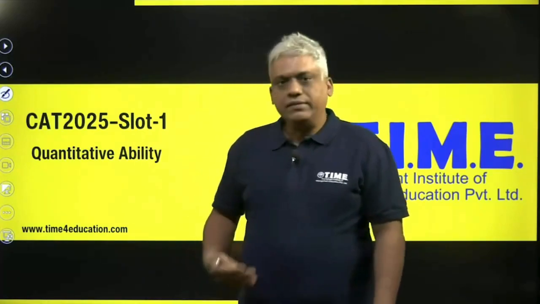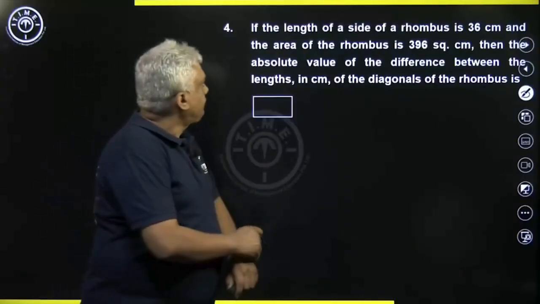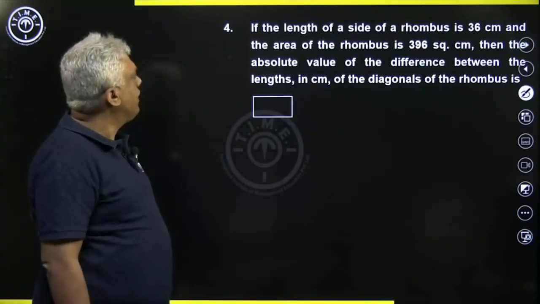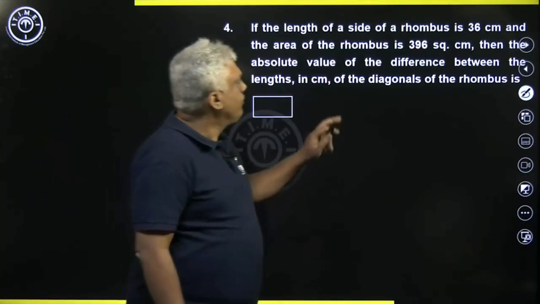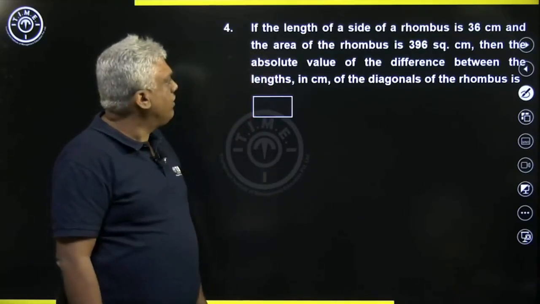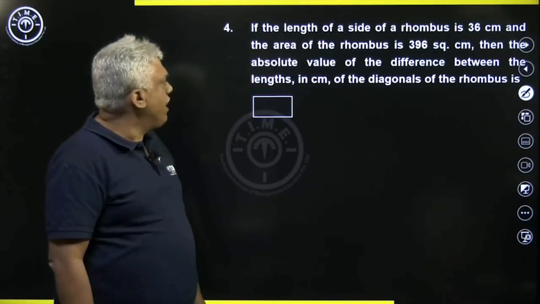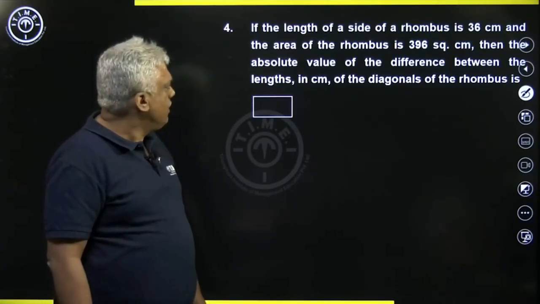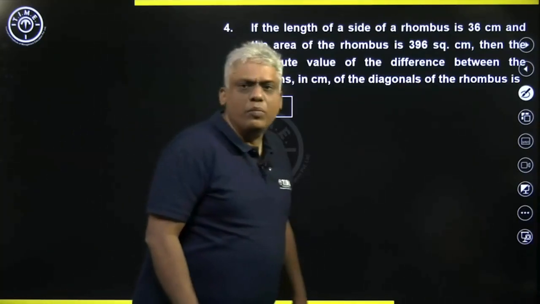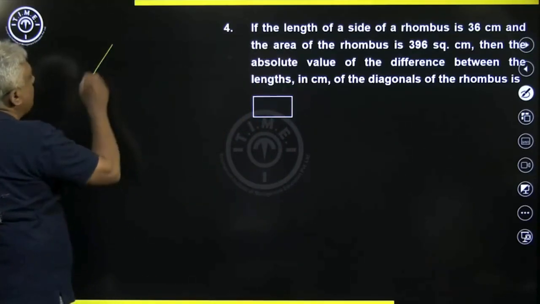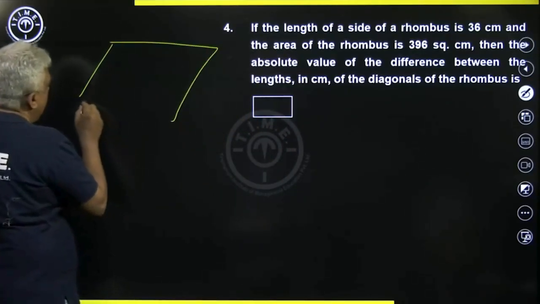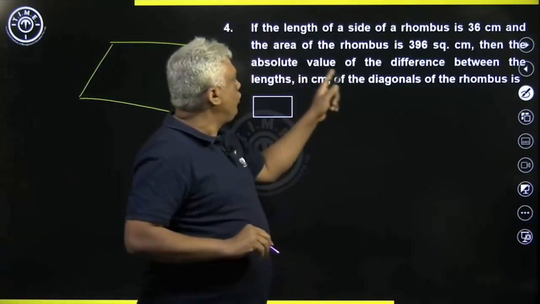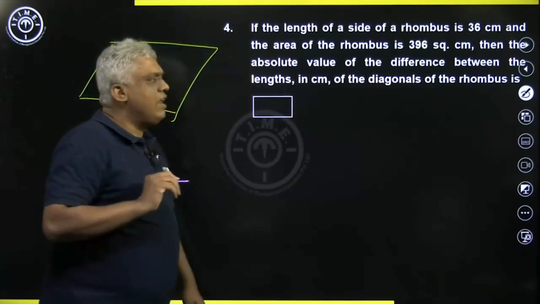Let's start. The length of a side of a rhombus is 36 centimeter and the area of the rhombus is 396 square centimeter. Then we need the absolute value of the difference between the lengths in centimeter of the diagonals of the rhombus. So let's see, the rhombus is like this. We have to find the absolute value of the difference in the length of the diagonals.